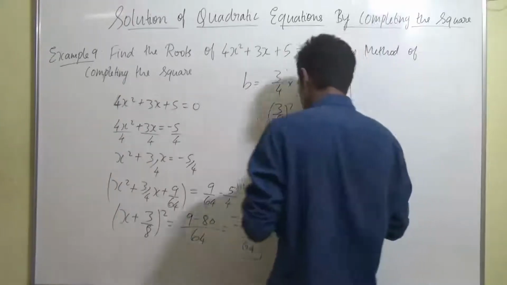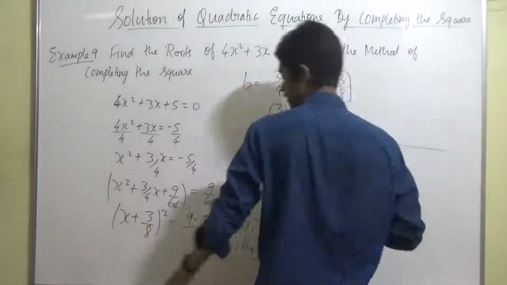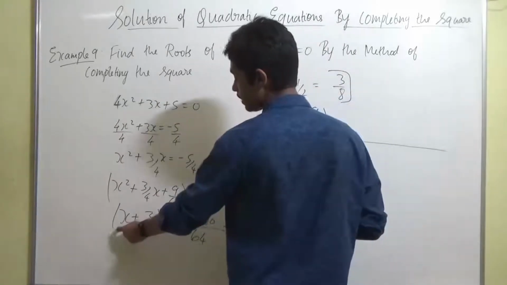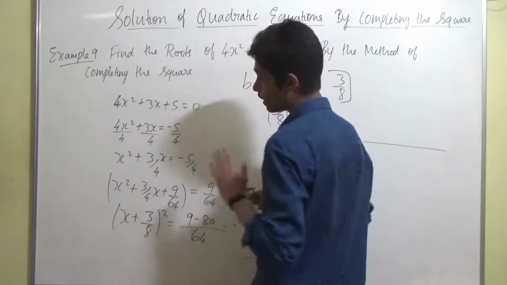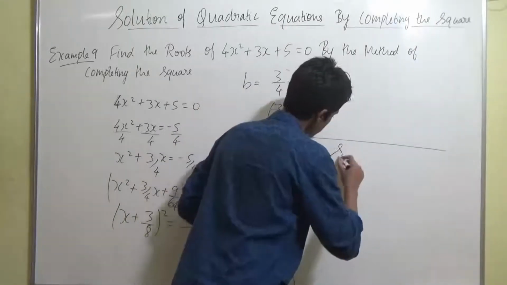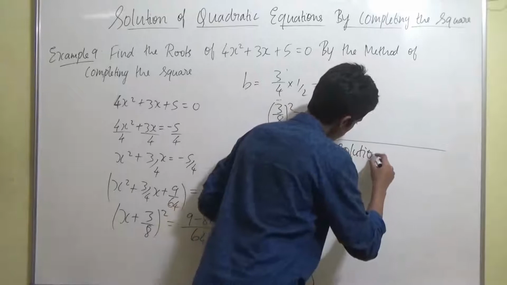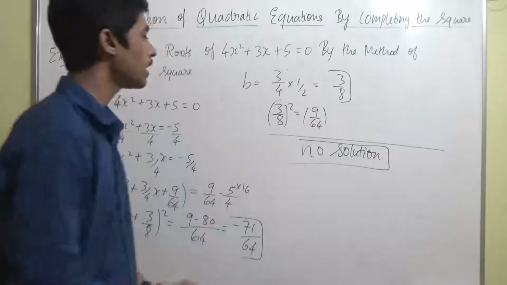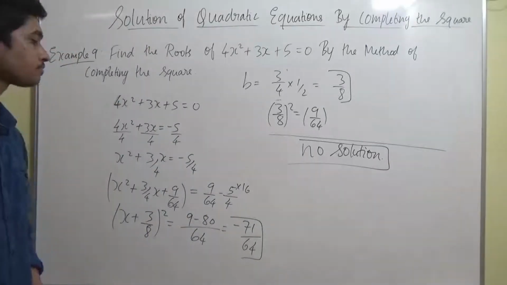Getting it, guys? If the square of a quantity comes out negative, then this equation won't have any solution. So it has no solution. It won't have any solution.